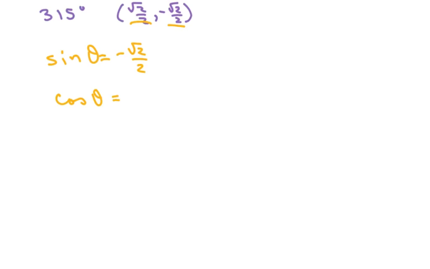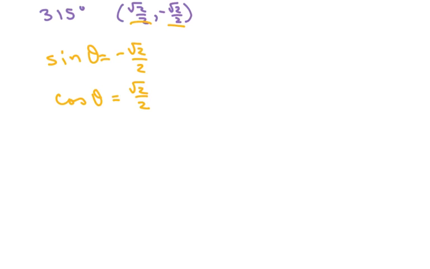315, I know my points are square root of 2 over 2 and negative square root of 2 over 2. So my sine of theta is just this one. My cosine is my x.